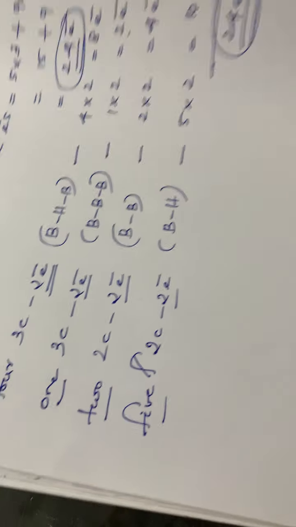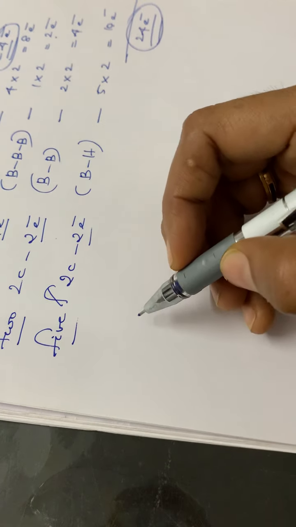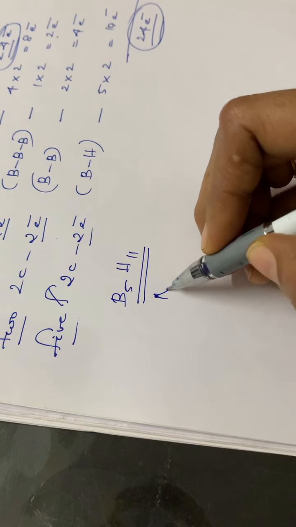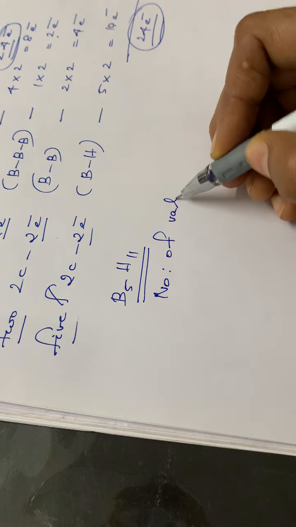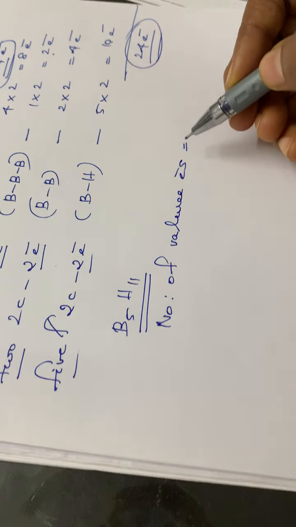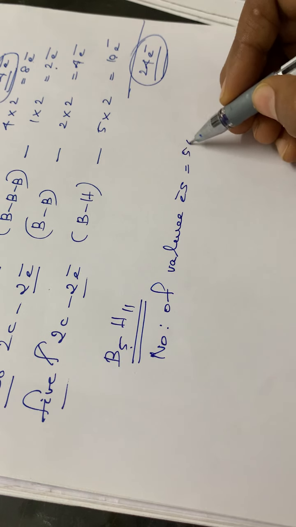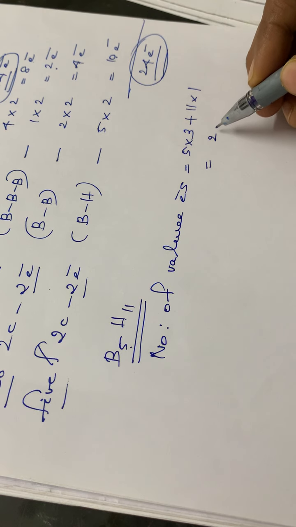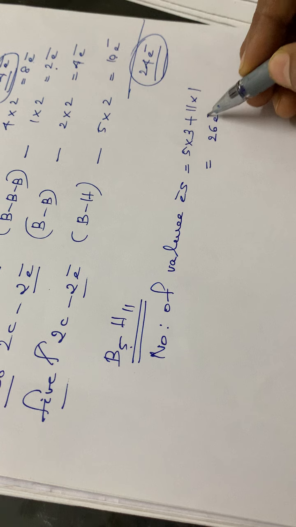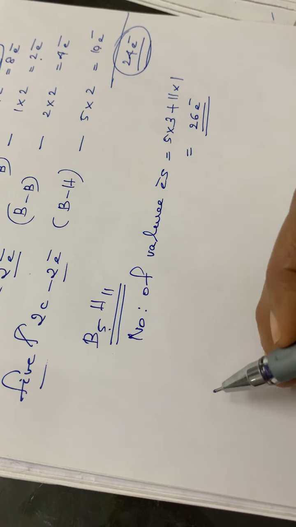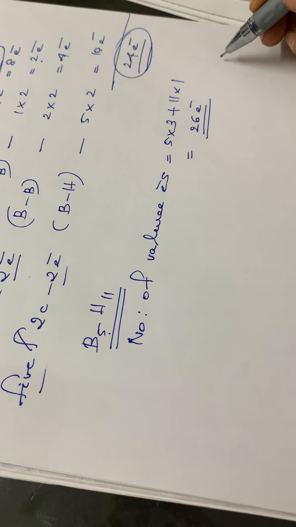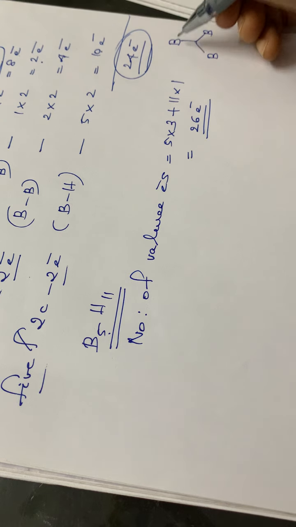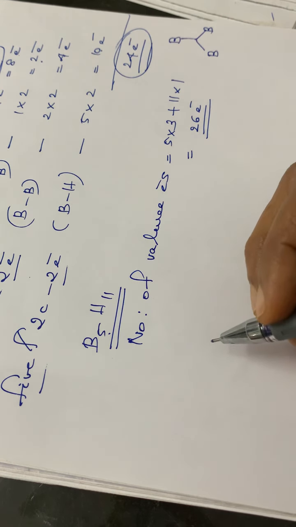Then another compound, that is B5H11. B5H11, the number of valence electrons is equal to 5 into 3 plus 11 into 1, that is equal to 15 plus 11, that is equal to 26, isn't it? 26 electrons. Then here also you have to represent this BBB bond like this. It is symbolically written like this. Okay, BBB bond.